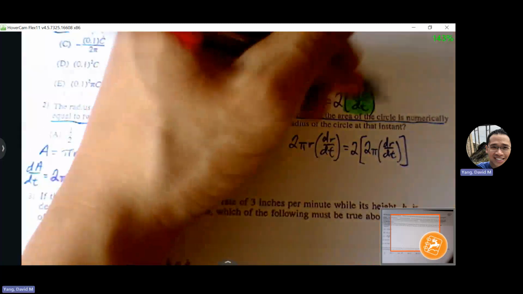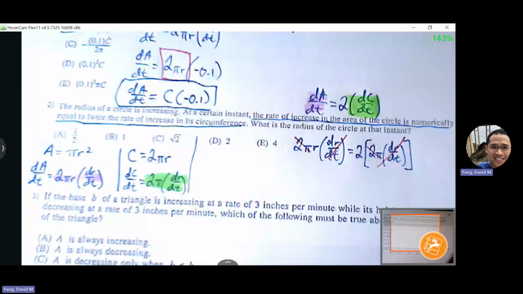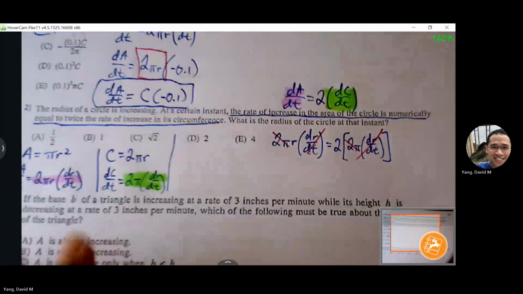Okay, dr dt cancels out. The 2 pi's also cancel out. So I'm just left with r equals what? 2, yeah.